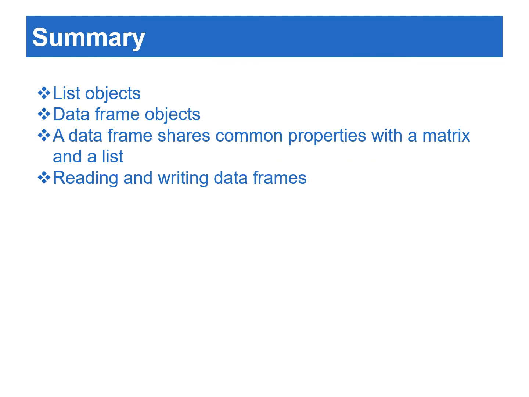Now, let's review what we've learned from this video. In this video, we learned how to create lists and data frames. Unlike vectors, matrices, and arrays, both lists and data frames can store different data types. Since data frames share some common properties with matrices and lists, some functions that are used for a matrix or a list can also be used for a data frame. Lastly, we learned how to create a data frame by reading an external text file, and how to write a data frame to an output file.